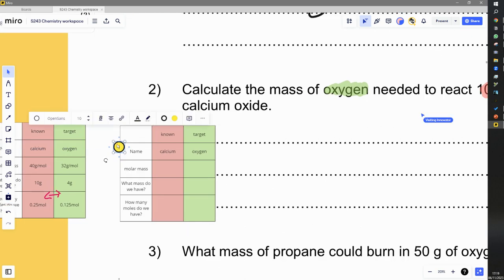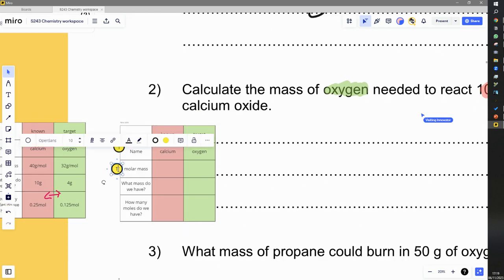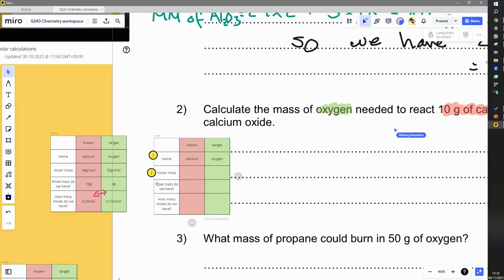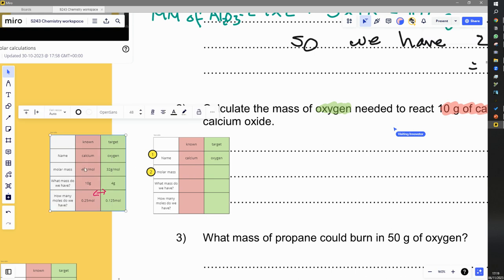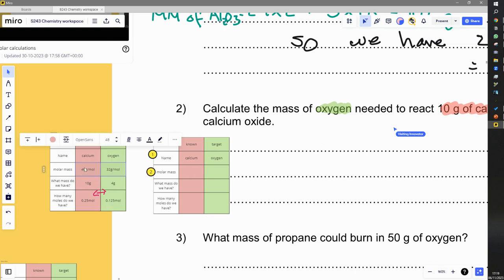The next thing to do would be to calculate the molar mass of both of them. And I would say to put the units in grams per mole, just to remind you that that is just how much we've got if we had 1 mole. So we correctly calculated that using the periodic table, but we didn't do them in the order that I'm describing it now.